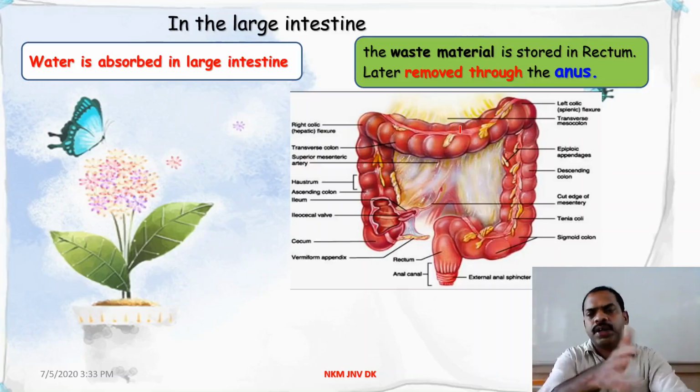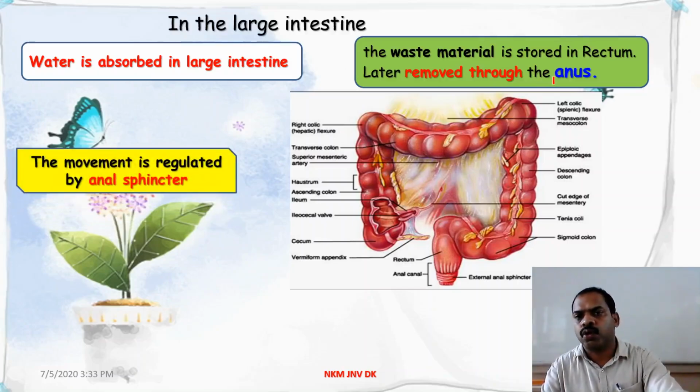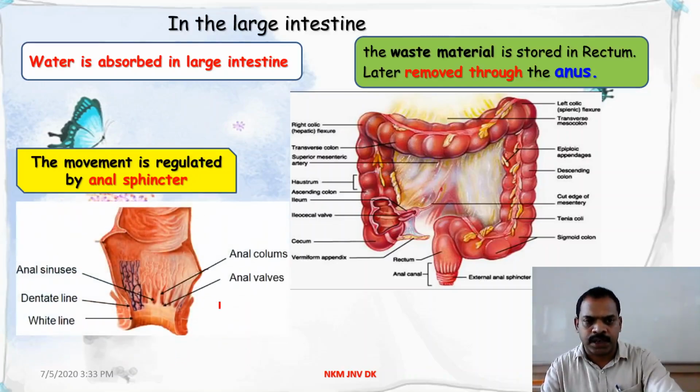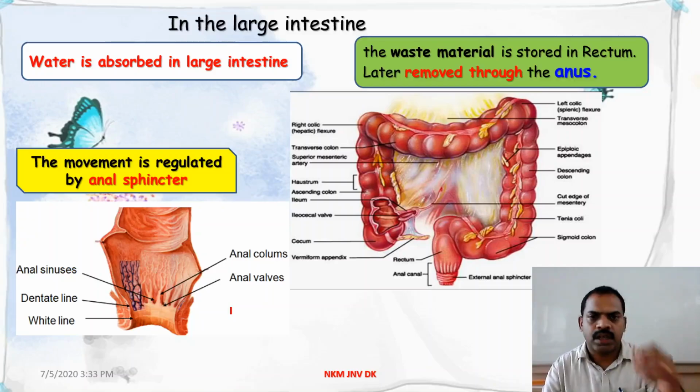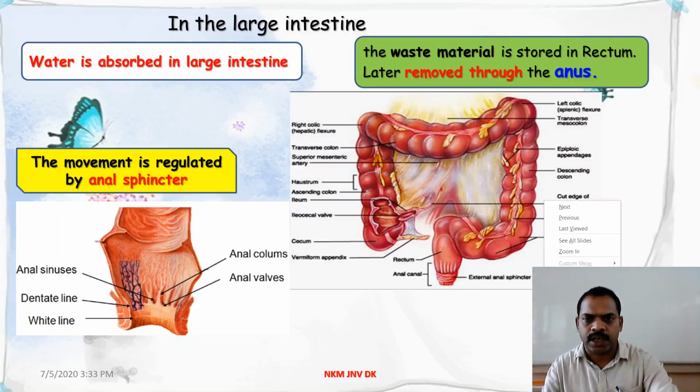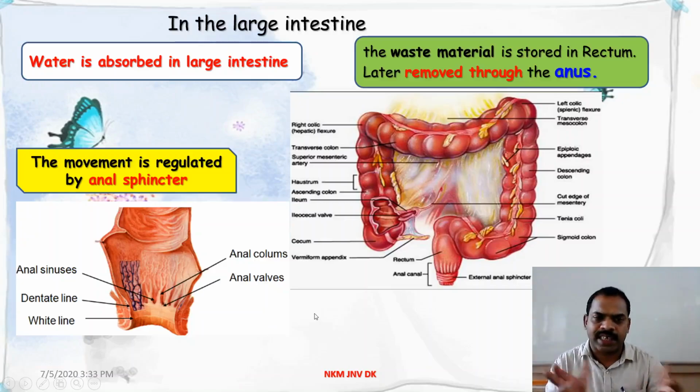That waste material is ultimately stored in the rectum, and it is removed through the anus. So you can see here the anal sphincters. Okay, anal sphincters will close and open the anus. When the fecal matter fills the rectum, a message goes to the brain. Once it is filled, when we are ready in the toilet, the voluntary muscle will relax the anus or anal sphincters, so the defecation, removal of waste, takes place.